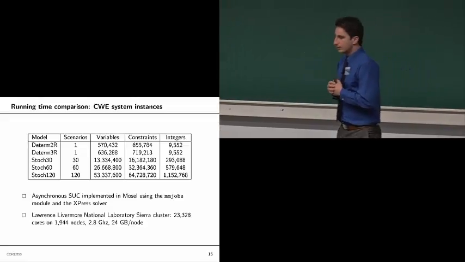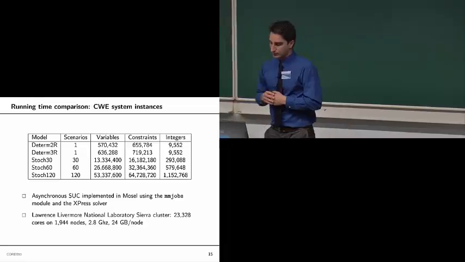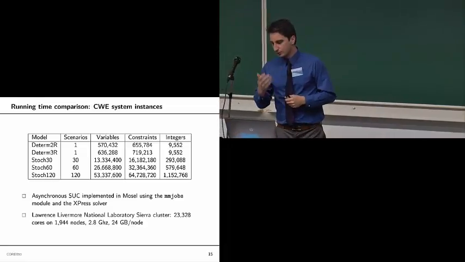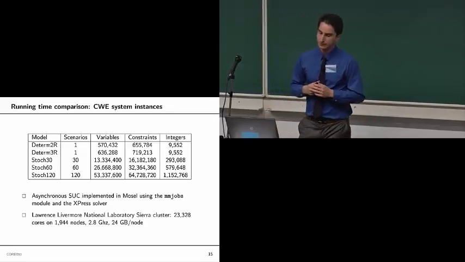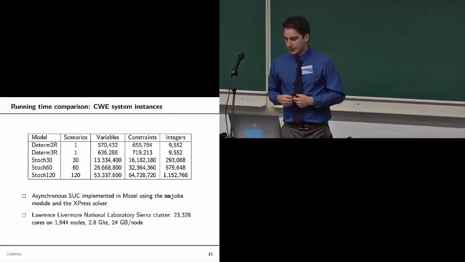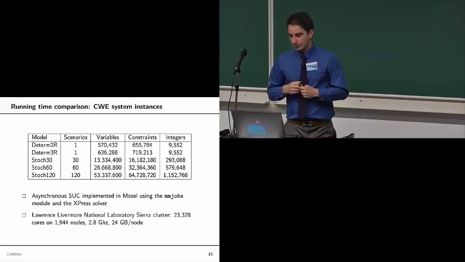I now want to talk a bit about the scale of the problem and how it compares to the deterministic formulation. So what you're seeing here are 5 versions of the problem we are considering.